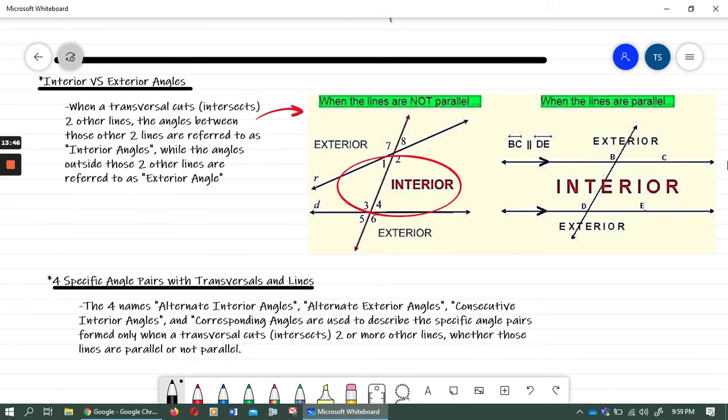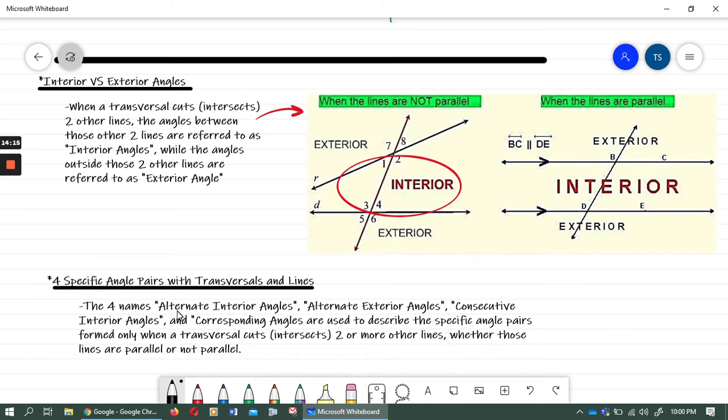It shows when those two lines are parallel, and then it shows over here on the left side when those two lines are not parallel. So guys, whether those two lines are parallel, like what you see here on the right side of that diagram, or whether those two lines are not parallel, these four names are going to be used in describing certain types of special and specific angle pairs that happen when we have two lines and a transversal.